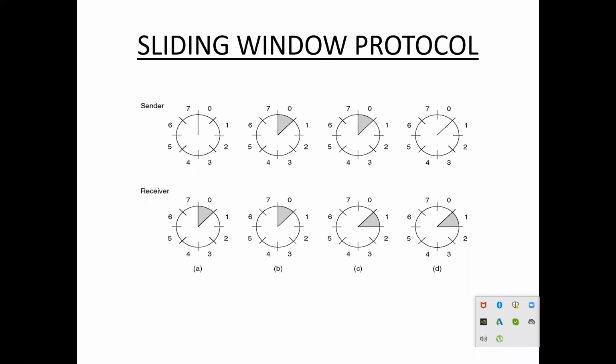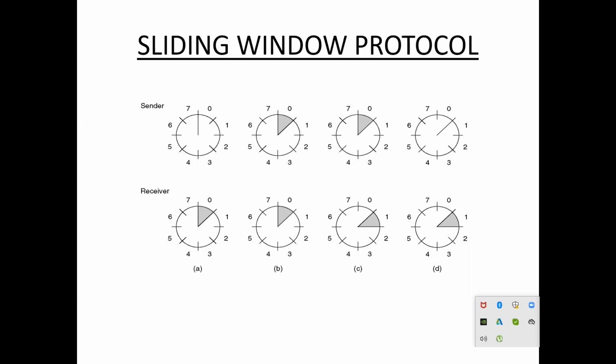Suppose, for example, the sender sends frame 1. Without getting the acknowledgement for frame 1 from the receiver, the sender sends frame 2. So the sender sends frame 1 and frame 2 at a time, then waits for acknowledgement or sends a third frame also. The sender sends a fixed number of frames without getting the acknowledgements. That is sliding window protocol.